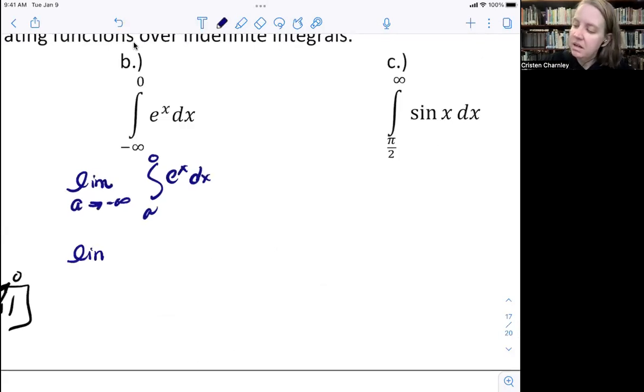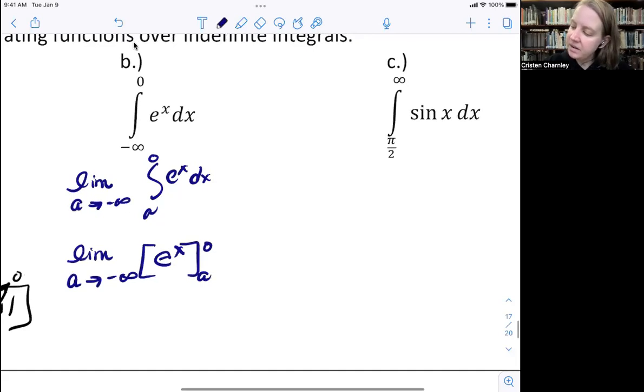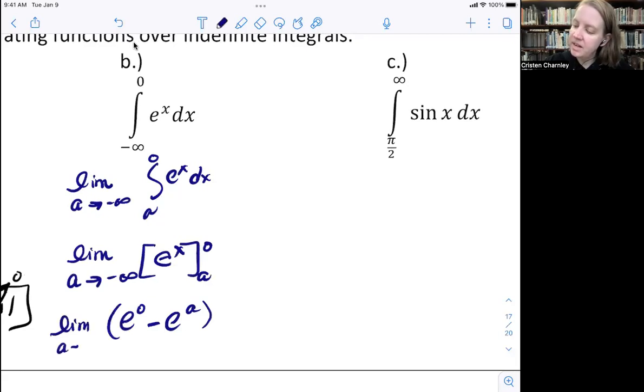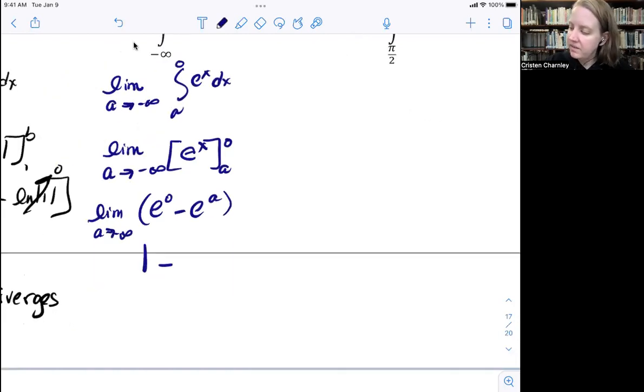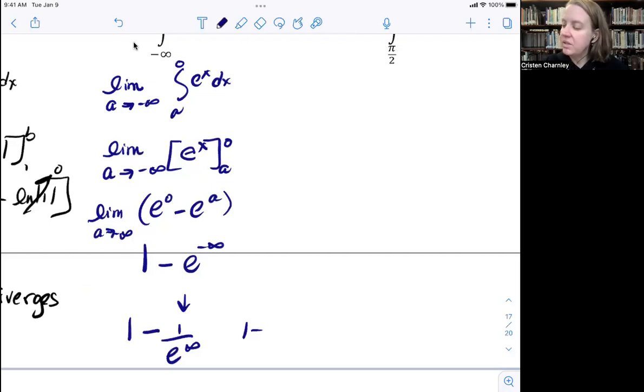So this is the limit as a approaches negative infinity. The antiderivative of e to the x is e to the x between a and 0. So we have e to the 0 minus e to the a, limit as a approaches negative infinity. E to the 0 we know is 1. E to the negative infinity, so remind yourself what's going on there. This is 1 over e to the infinity. E to the infinity is really, really large, so this is a fraction. This becomes 1 over a really, really big denominator, so this is 1 minus 0, which is equal to 1.